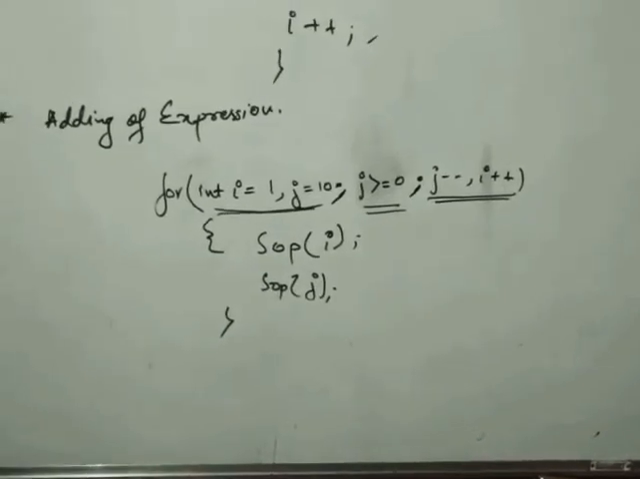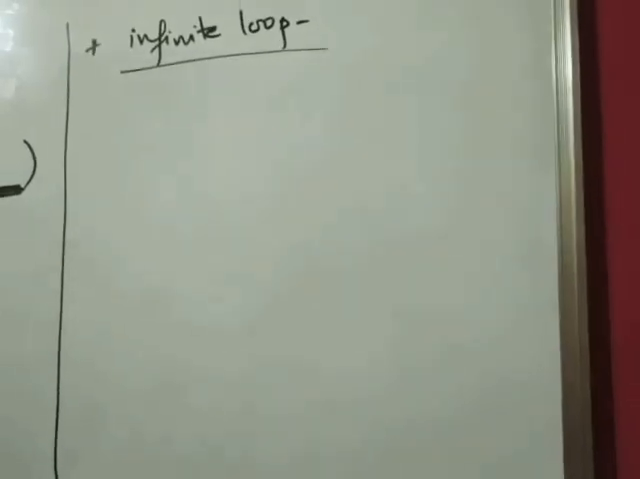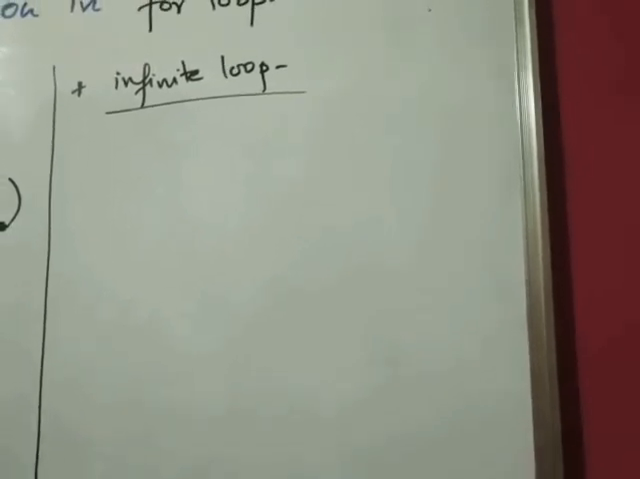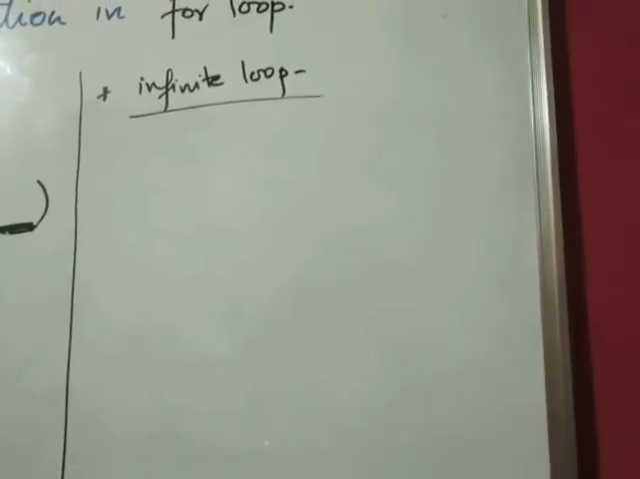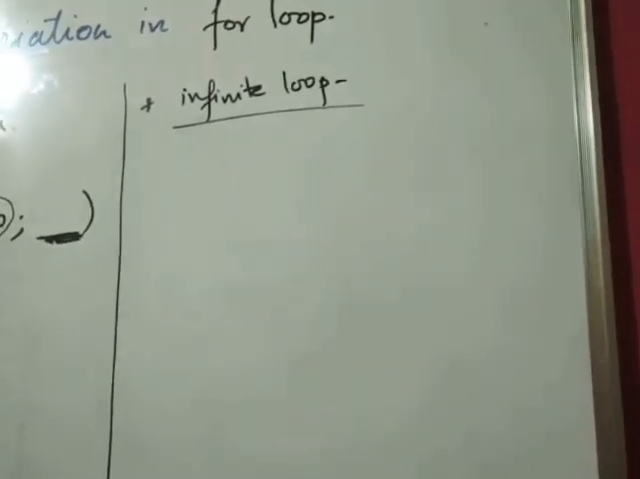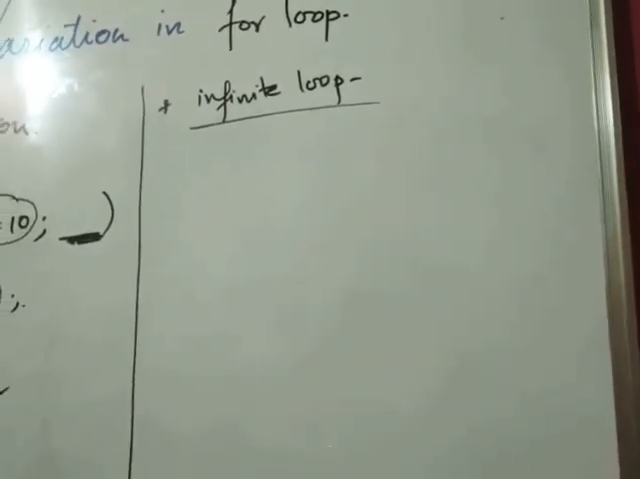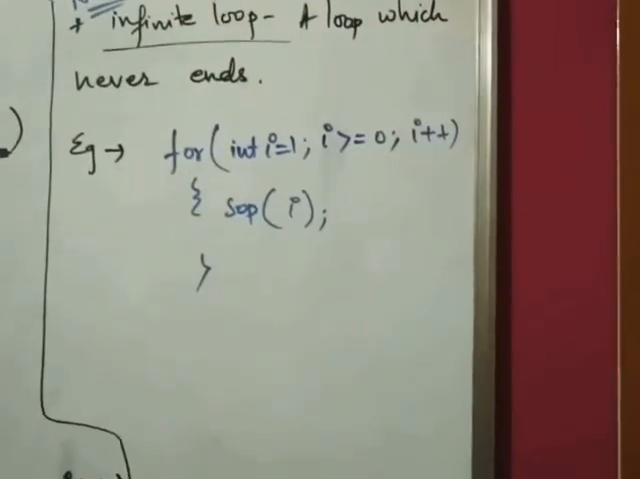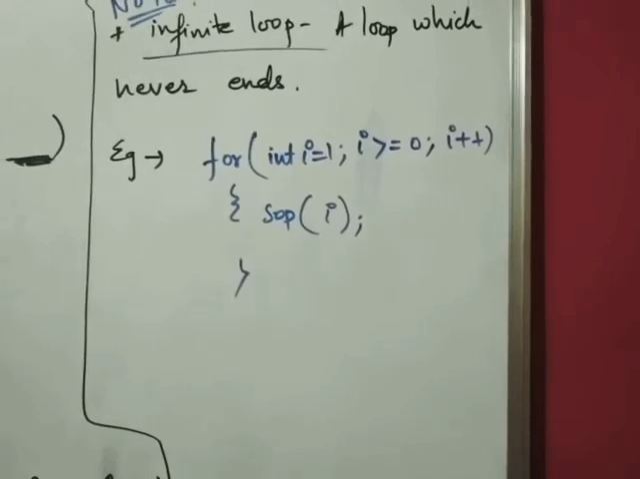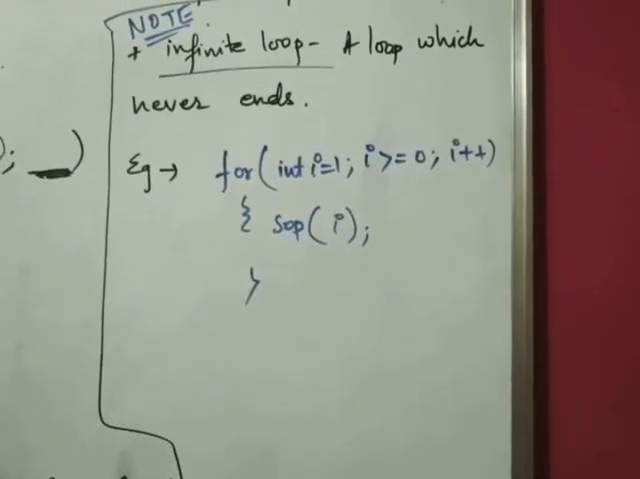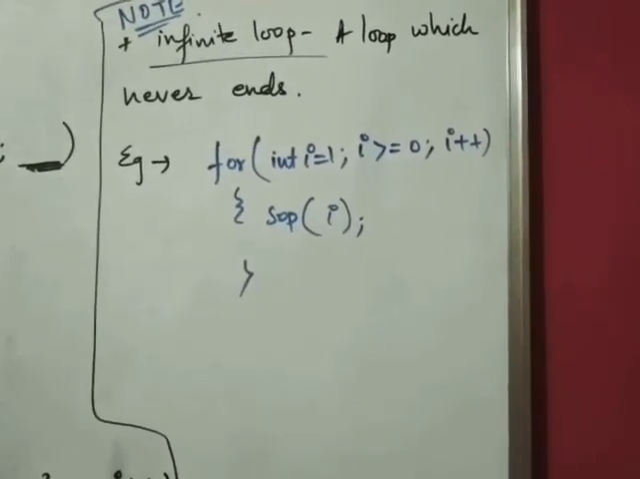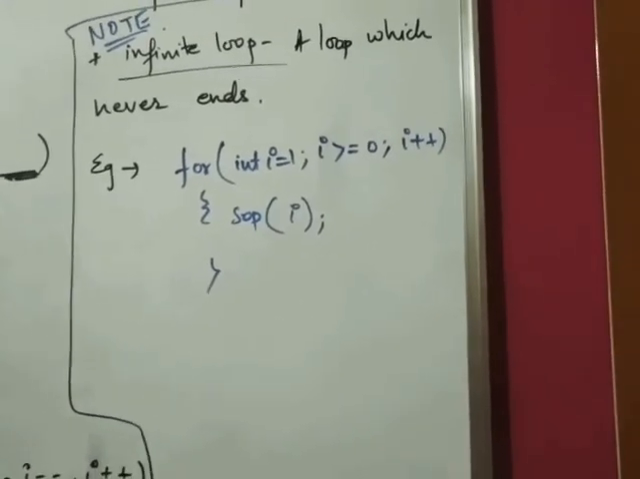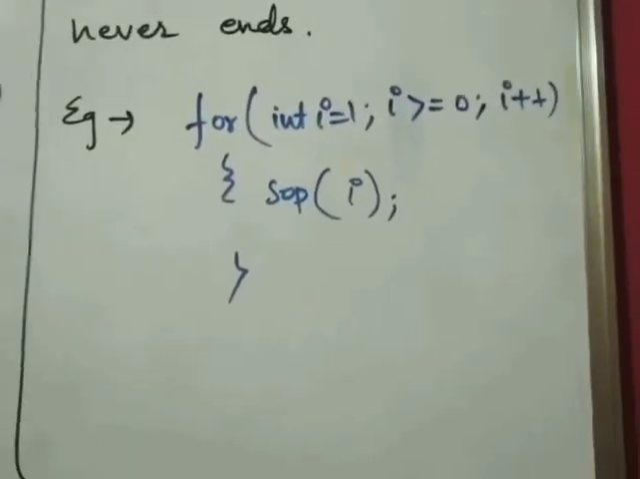Understood? Clear? The next variation is a special type of loop called an infinite loop. What is an infinite loop? A loop which never ends is called an infinite loop. Clear all of you? Now if we take an example: int i = 1; i >= 0; i++, System.out.print(i). If you see this example properly, the i value is starting from 1.